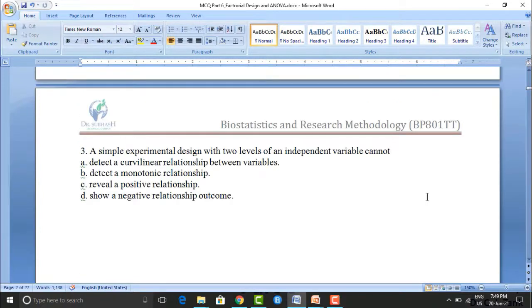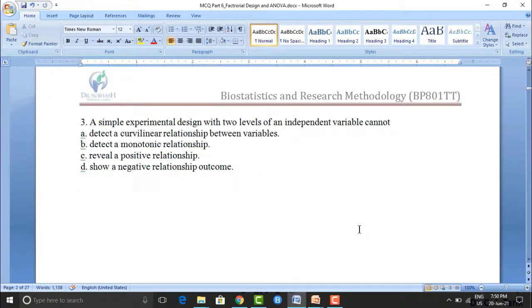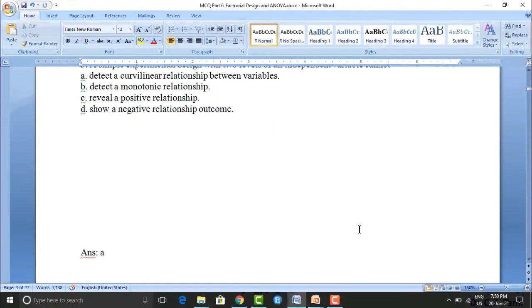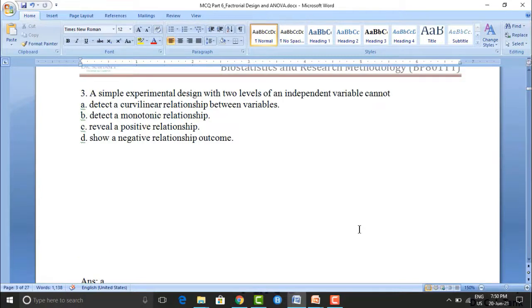Question 3, a simple experimental design with two levels of an independent variable cannot: option A, detect a curvilinear relationship between variables, option B, detect a monotonic relationship, option C, reveal a positive relationship, option D, show a negative relationship outcome. The correct answer, सही आंसर है option A, it cannot detect a curvilinear relationship between variables.